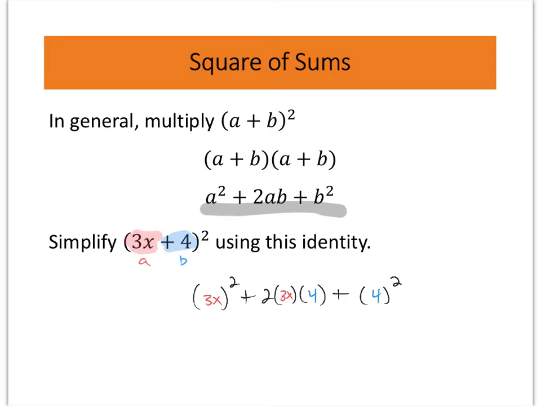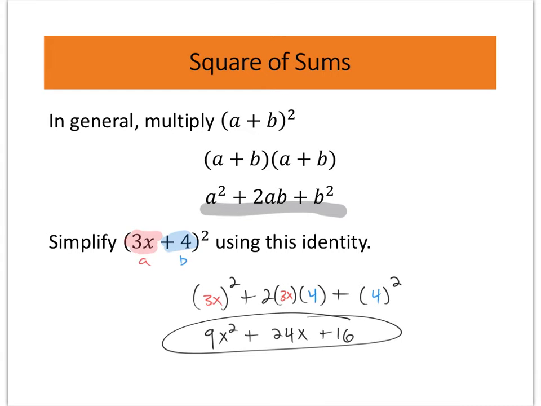Now, all you got to do is simplify. So 3x times 3x is 9x squared. 2 times 3x times 4 is 24x. And 4 squared is 16. So this is the expanded version of this square of sums.